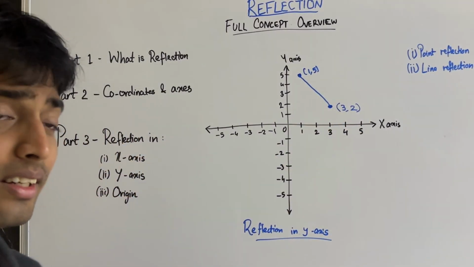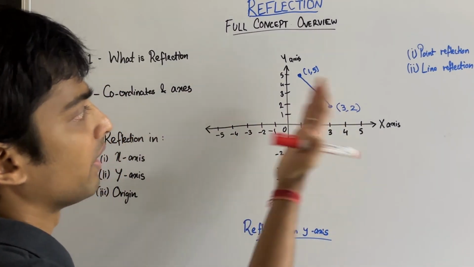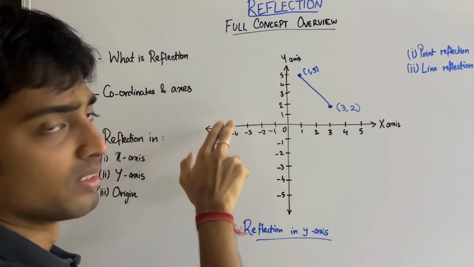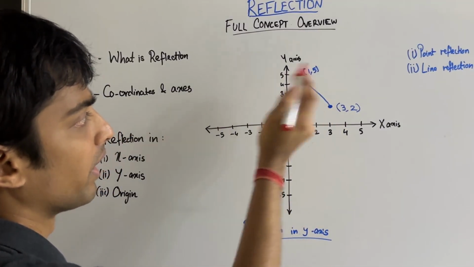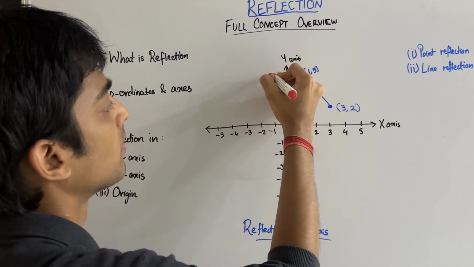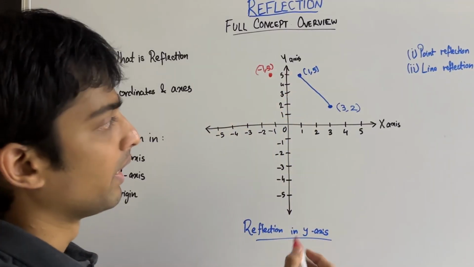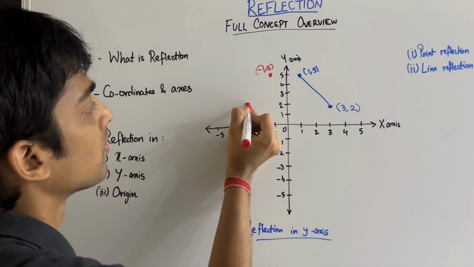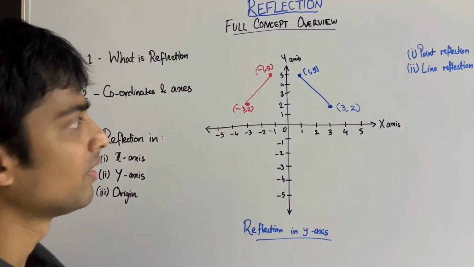Now, reflection in y-axis. Let's take the same line. We want to reflect this in y-axis. So y-axis will act as a mirror. So we have a line here. We want to reflect it over this side in y-axis. Again same thing, we'll take each point and reflect them one by one. So this will be 1 comma 5 here, so it will be here minus 1 comma 5. This point is reflected here, and this point will be reflected this side. This is 3 comma 2. This will be minus 3 comma 2. Simply join them. This is our reflection in y-axis.